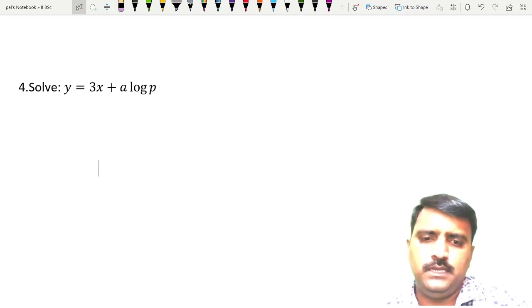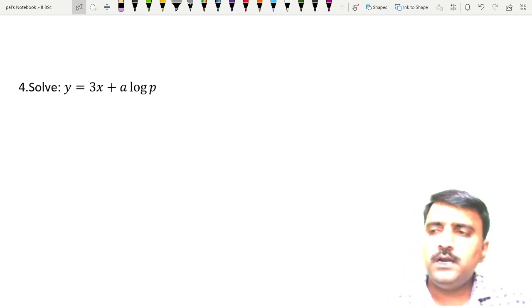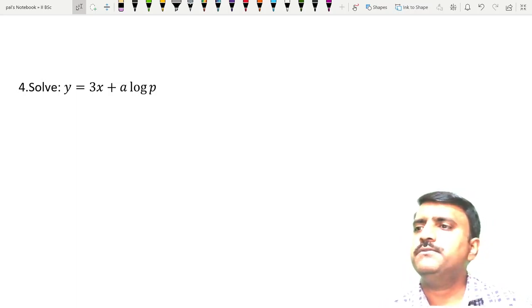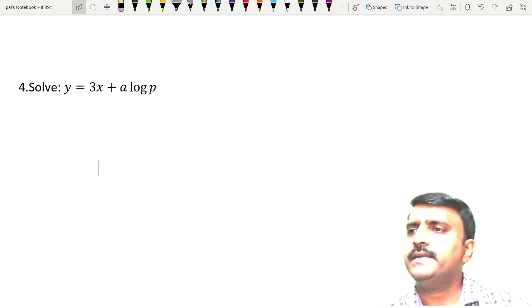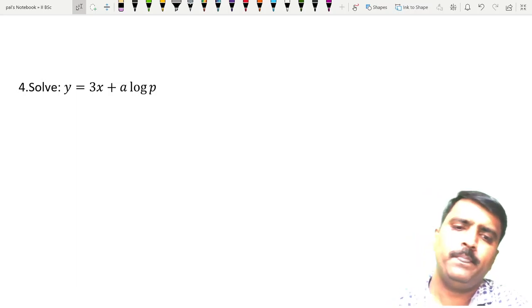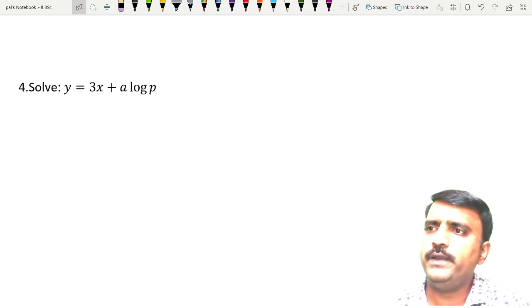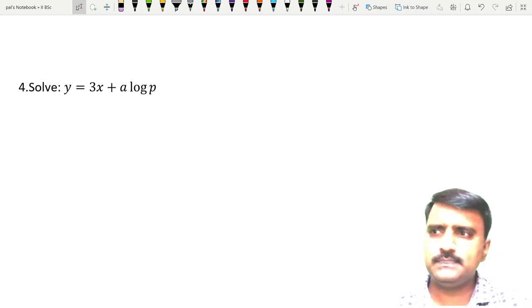So students, last class we discussed some problems on equation solvable for y in the category of differential equations of order 1 and higher degree. In today's class also I would like to continue some more problems on equation solvable for y. Yes, let us take this one.